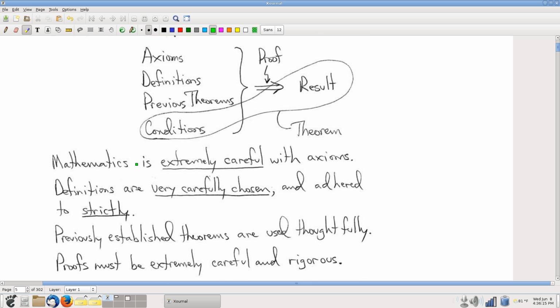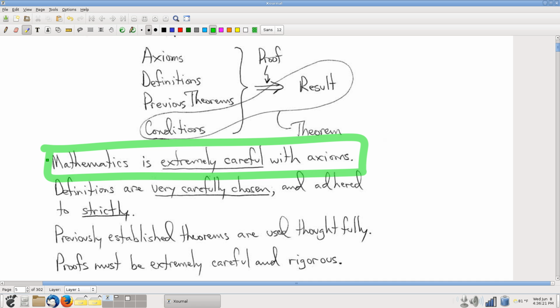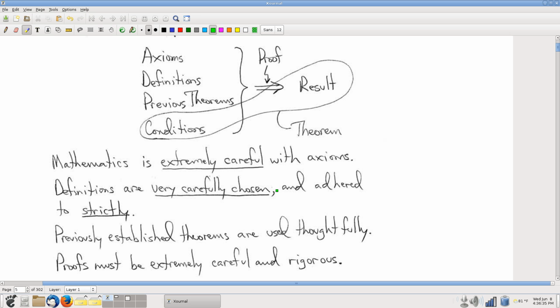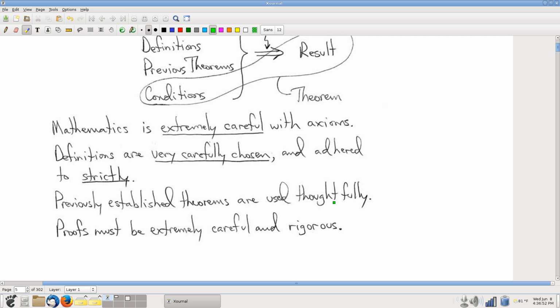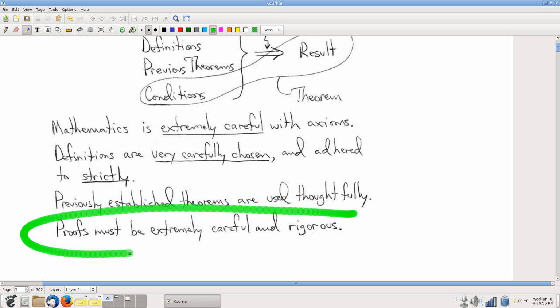Okay, so this is a long and interesting discussion that we won't get into in Math216, but exactly what those axioms are is very interesting. Mathematicians are very careful about exactly what are axioms, and again, we won't be doing that in Math216. Definitions are very carefully chosen. What words mean is extremely important to be precise about, and so those definitions have to be adhered to strictly. Proofs must be very careful and rigorous.